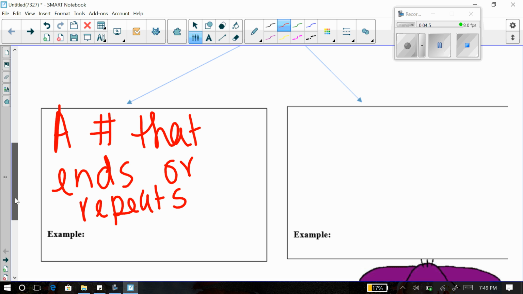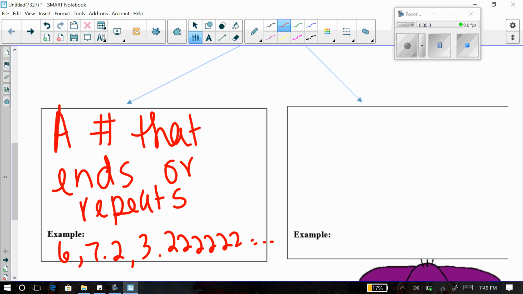So some of our numbers here that are rational are 6, 7.2, because it ends. It is a decimal, but a decimal that ends. Something like 3.22222, because it repeats, you can guess the next number that's going to come. Or a number even like 5.41414141. You can guess what the next number in the pattern may be. And remember, fractions are rational.